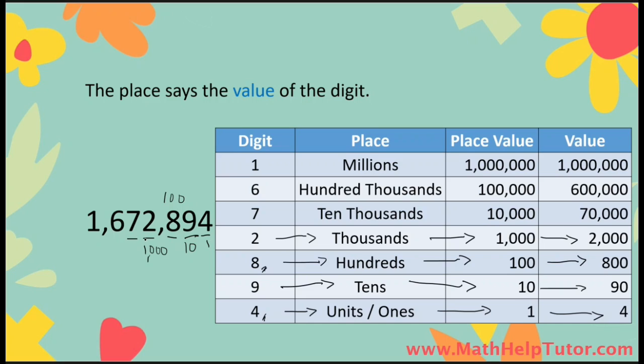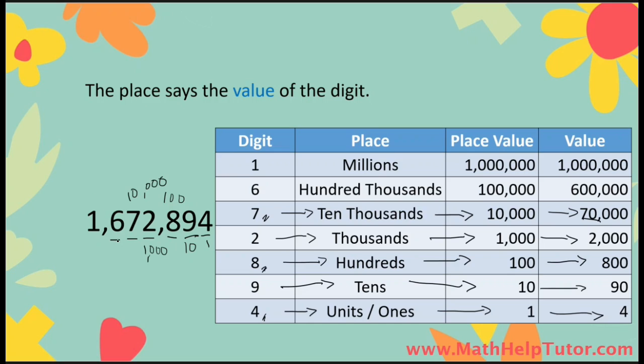For the digit 7, we know that this is in the 10,000s place, which has a place value of 10,000. And since we know that there are 7 instances of the place value 10,000, we know that the value of the digit 7 is 70,000.